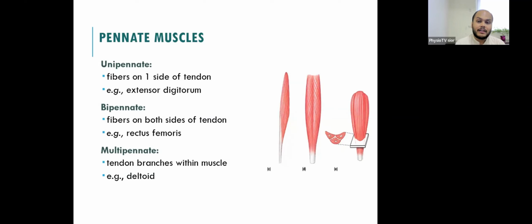And the last one is a multipinnate muscle. A multipinnate muscle has, as you can see in the cross section over here, multiple tendons that are present, and they are divided by the septa, and between them are the fibers which are placed. Now, one of the best examples of a multipinnate muscle is the deltoid.